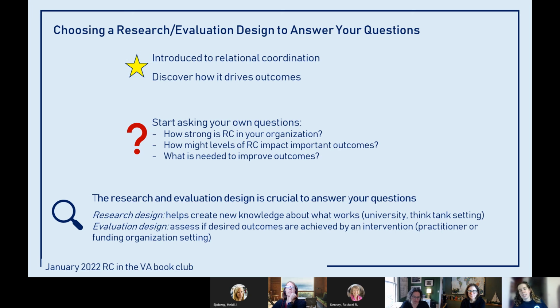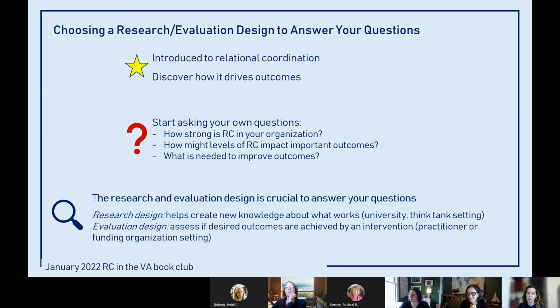go on. So as I mentioned, the first couple of chapters talk about the literature behind relational coordination, how RC drives outcomes, how organizations can strengthen their own relational coordination. So the book outlines the next natural step is to ask questions about how relational coordination can relate to your or our own organization. So how strong is RC in our organization? How might the levels affect important outcomes? Things like that. Questions we've been asking, but that's the next step.